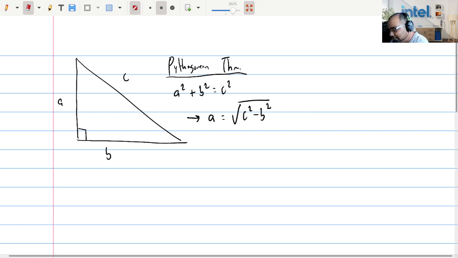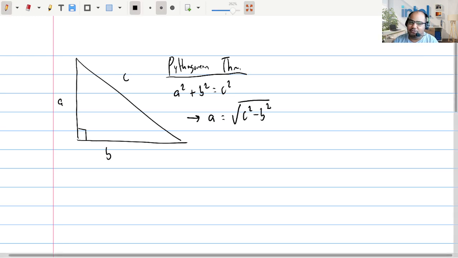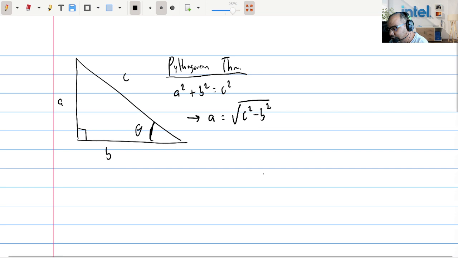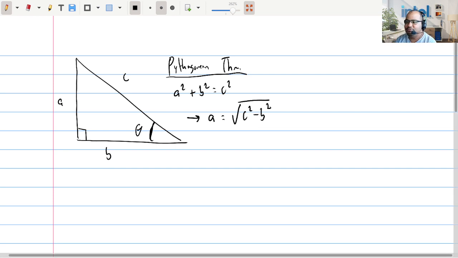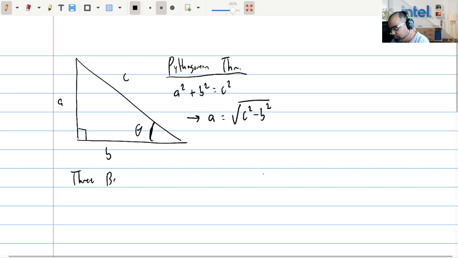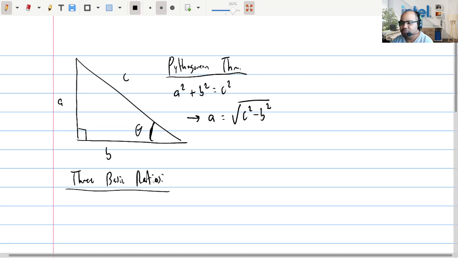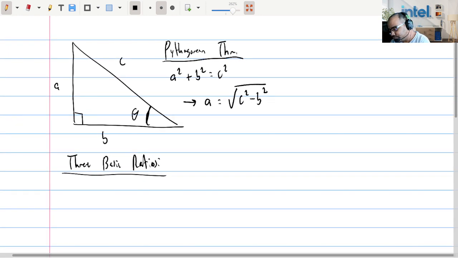Now, when we talk about right triangles in trigonometry, we have to think about it with respect to an angle. So I'll mark off this base angle here, and we'll call it theta. It doesn't really matter what we call it. And we have the three basic ratios. There are three basic ratios that we talk about in trigonometry. These are like our base ones that we start with.